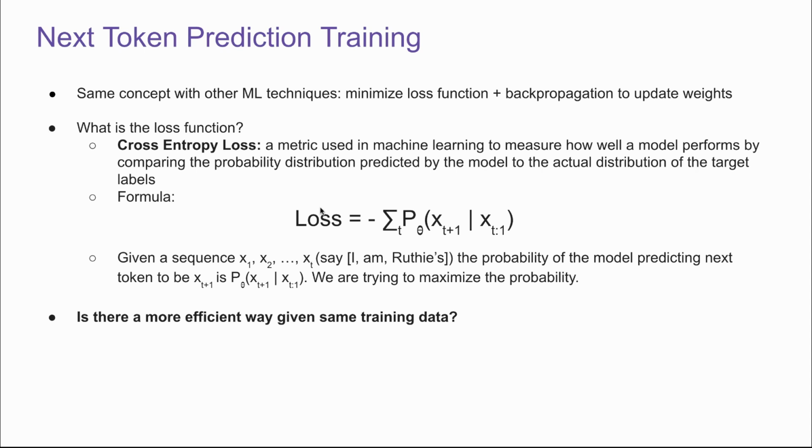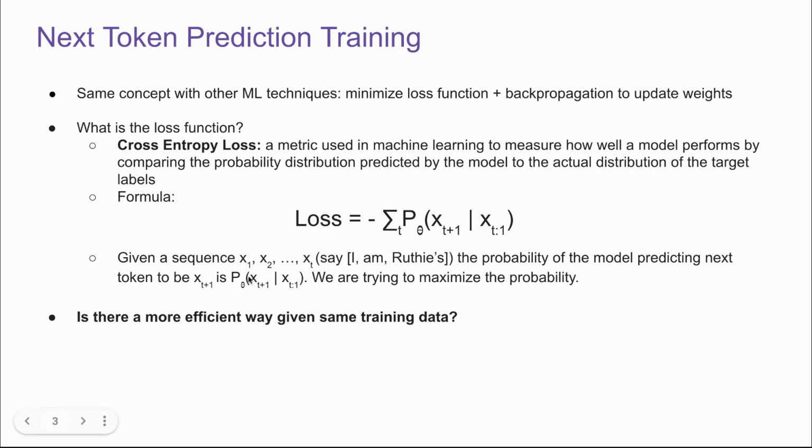In math, the formula is loss, and then it's the sum of the probability, given x from 1 to t, of t plus 1. So in other words, it's given a sequence from x1 to xt. These are all tokens. Let's use the example of I am Ruthie's. So these are 3 tokens and form an incomplete sentence. And the probability of the model predicting the next token to be xt plus 1 is this. So it's part of the formula here. So we are trying to maximize this probability.